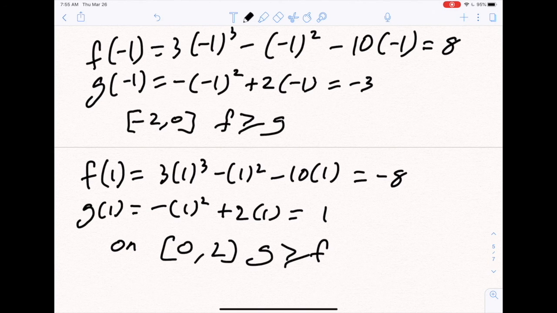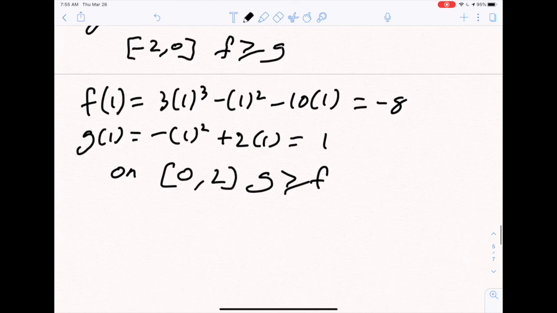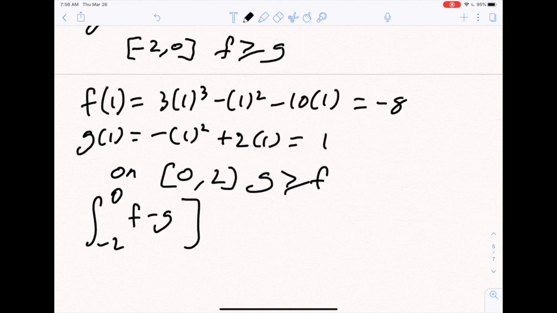So we have 2 intervals here on which one function is bigger than the other. How do we solve the area between them? We break up this problem into 2 smaller problems. What we want to do is find the integral from minus 2 to 0 of f minus g. Remember, we're subtracting g from f because f is the bigger function. And to this, we want to add on the integral from 0 to 2 of g minus f.